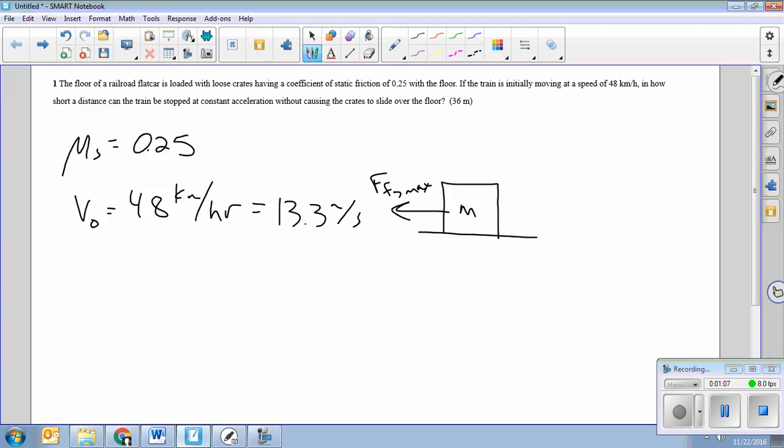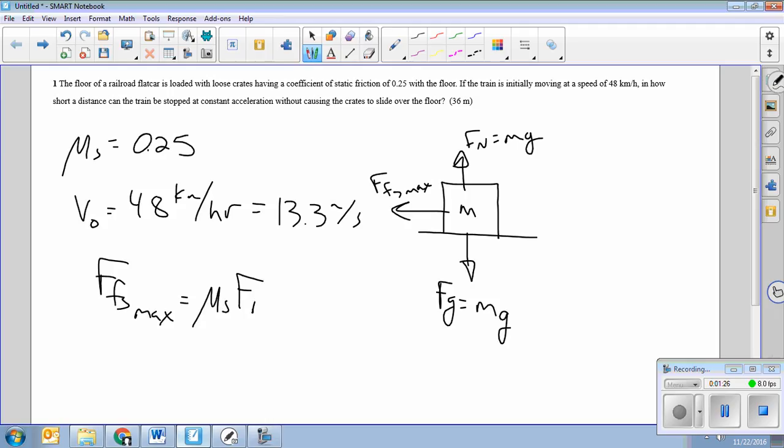So here's what we know. We know that the crate has a mass m. That means that your force of gravity is just going to be mg. That means your normal force, since it's just sitting on a flat railroad track, is also going to be mg. And therefore, our maximum force of static friction is going to be equal to our coefficient of static friction times our normal force, which for us is 0.25 mg.